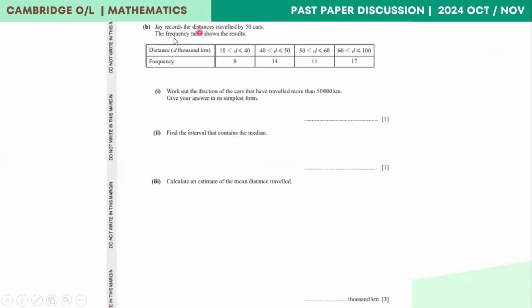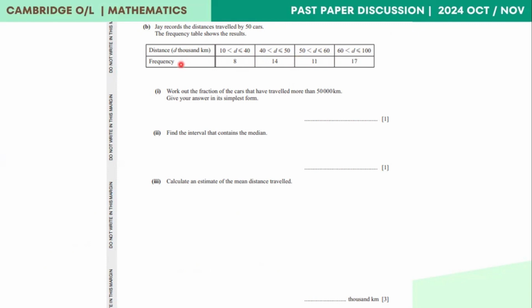Sorry. For the B question, J records the distances traveled by 50 cars. The frequency table shows the results. It shows the distance traveled by 50 cars, in kilometers. From 10 to 40 kilometers, there were 8 cars, and 40 to 50 kilometers, there were 14 cars. 50 to 60 kilometers, there were 11 cars, and 60 to 100, there were 17 cars.